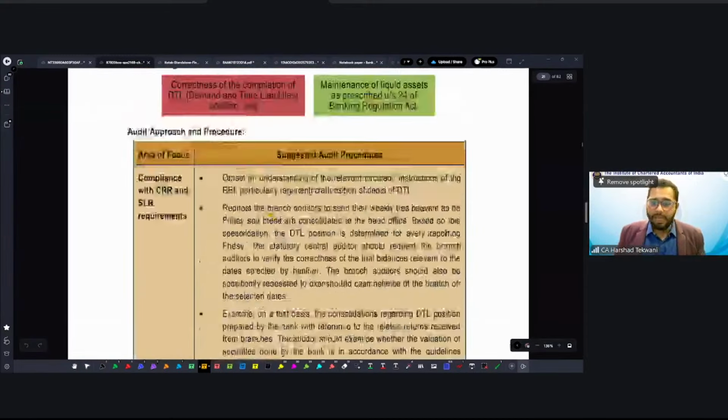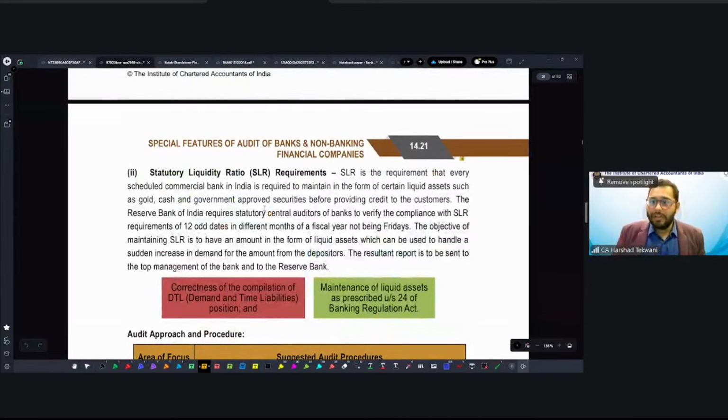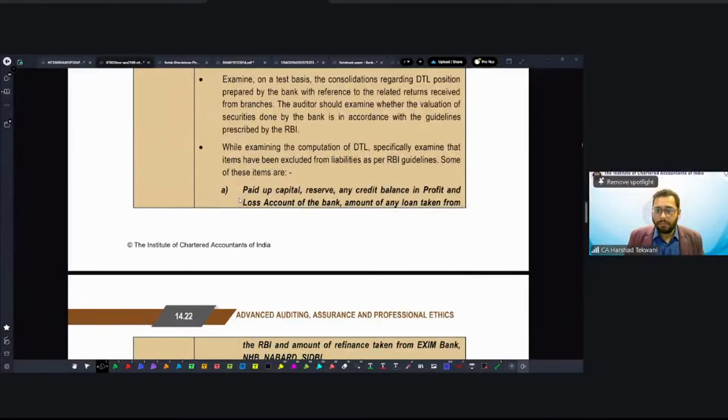For example, in your study material, on page number 14.21, you have a list of liabilities that are required to be excluded. These are not demand or time liabilities. It is not a liability kind of thing. That's why RBI says please do not include this. Exclude this from the calculation of demand and time liability.